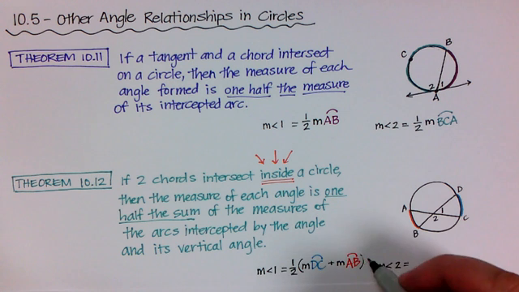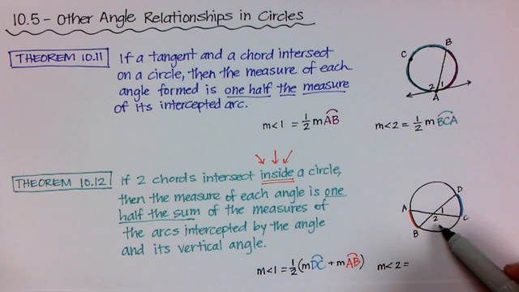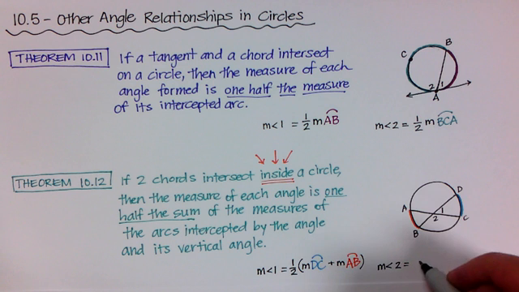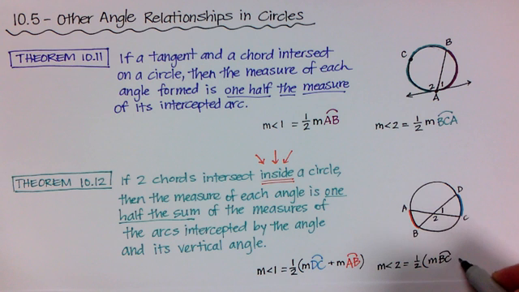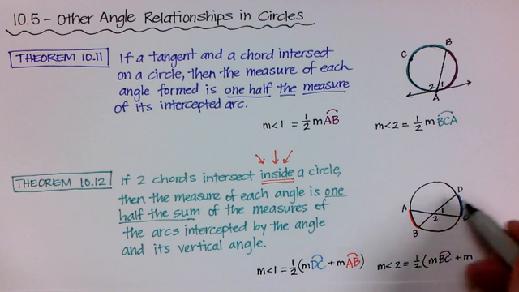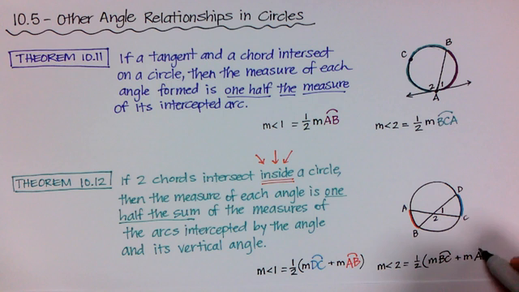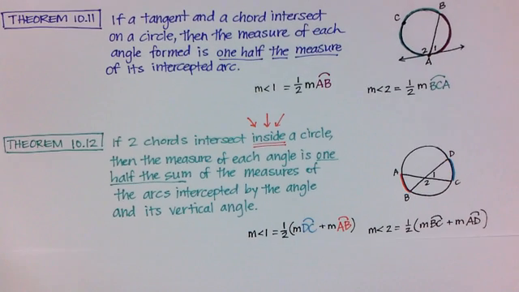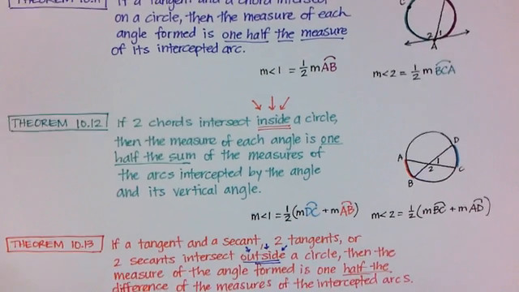Okay. And if I was going to look at angle 2, the measure of angle 2 would be 1/2 the sum of the measure of BC plus the measure of AD, that arc. Okay. So now let's move on to our last theorem for today. It's Theorem 10.13.